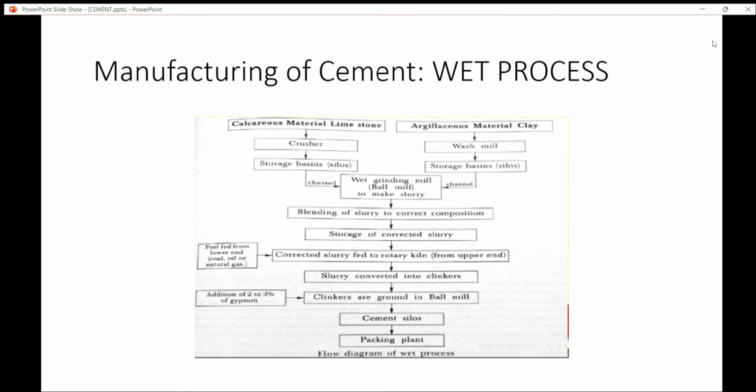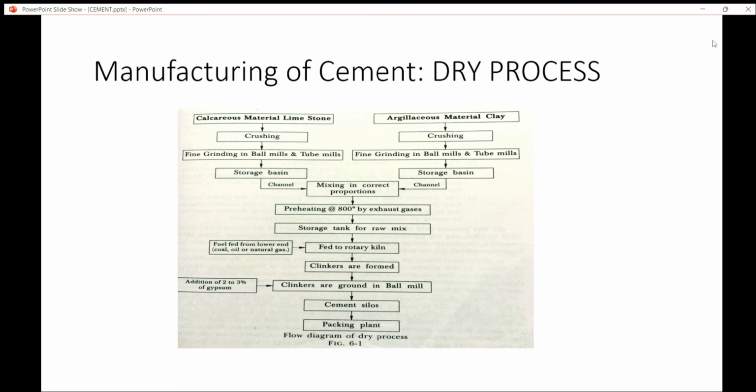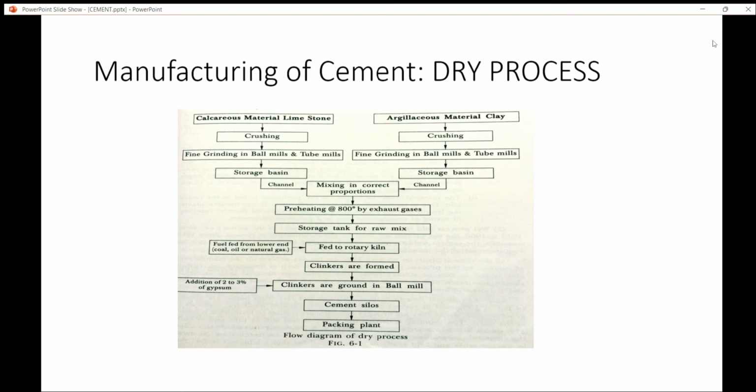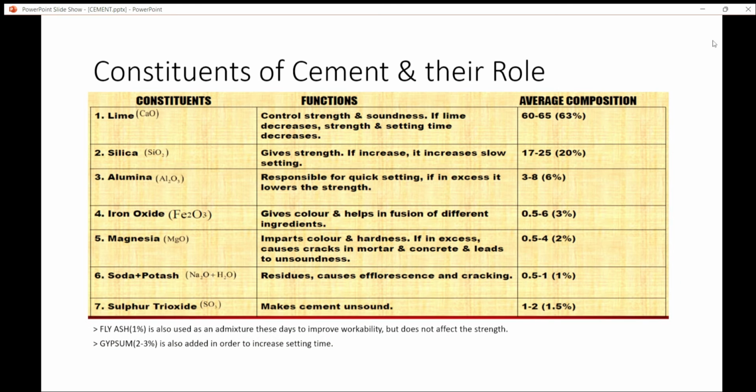In the wet process we add water and in the dry process we don't add water, but those are basically the same. As you can see, this is the wet process and this is the dry process. Constituents of cement and their role.